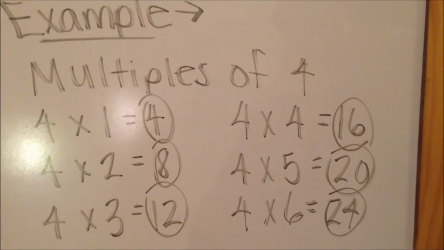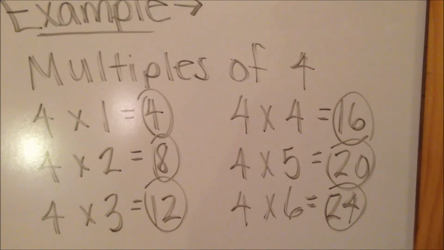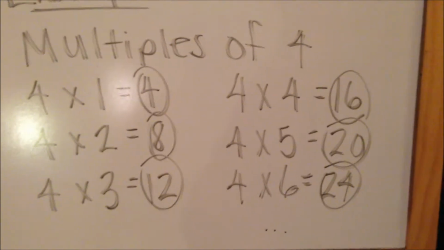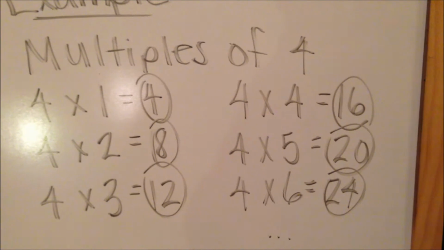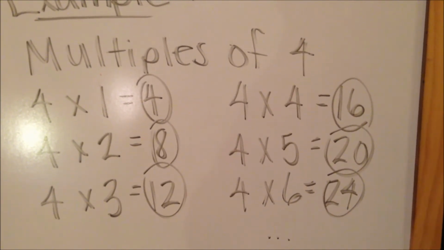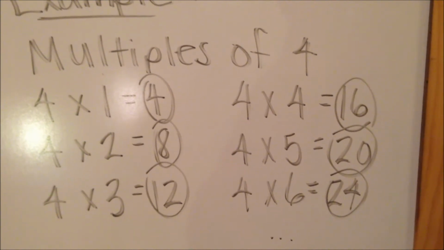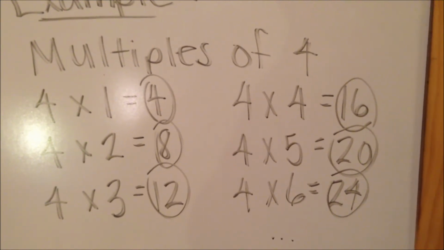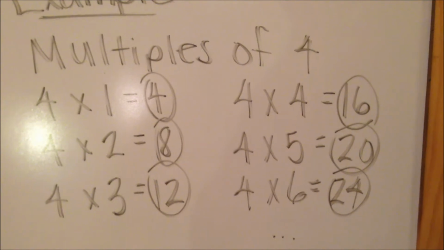4 times 1, 4 times 2, times 3, times 4, times 5, times 6, and so on. The multiples are 4, 8, 12, 16, 20, 24, and so on. You're basically taking a number and multiplying it by 1, 2, 3, and so on.